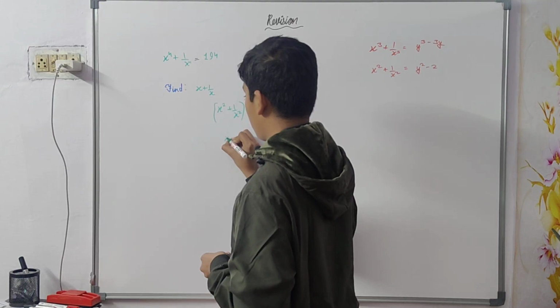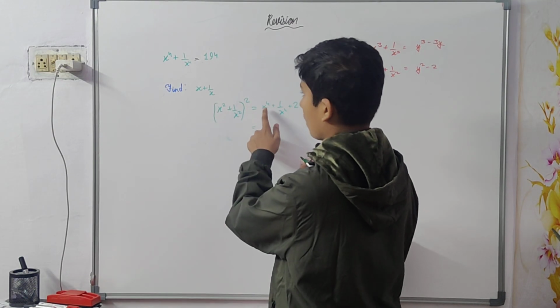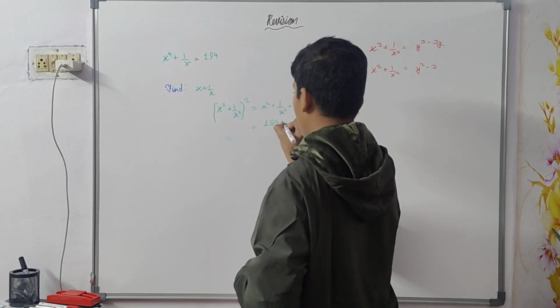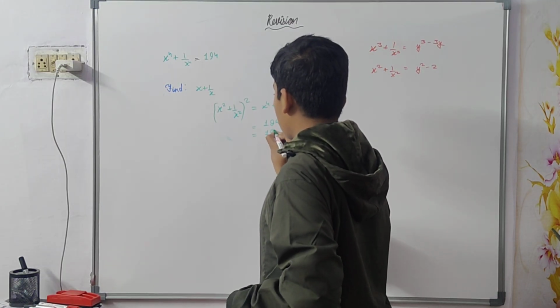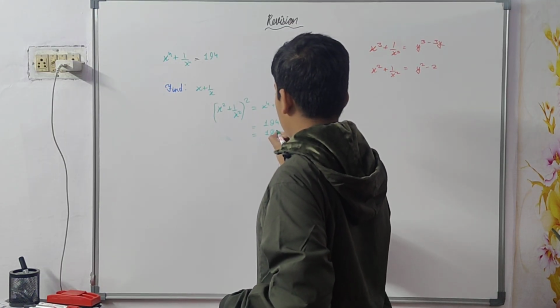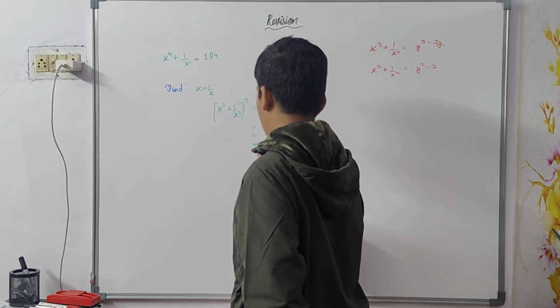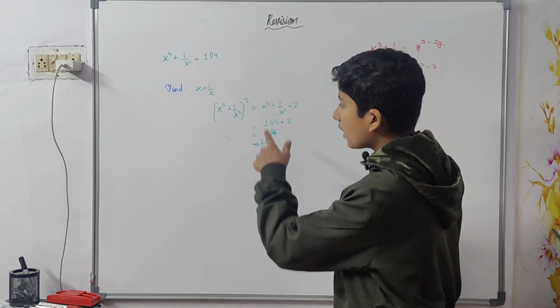So we all know 194 plus 2 equals 196, which is equal to 14 squared. See, 14 has come. How? Because it is a square.